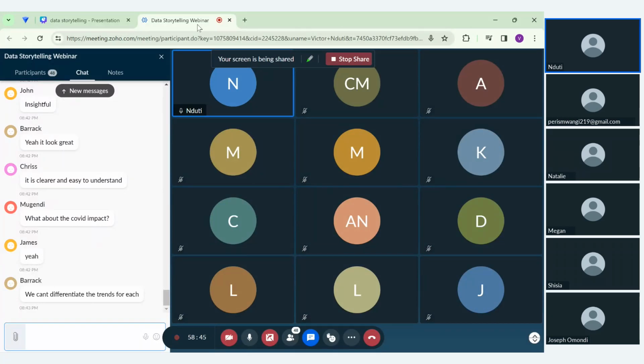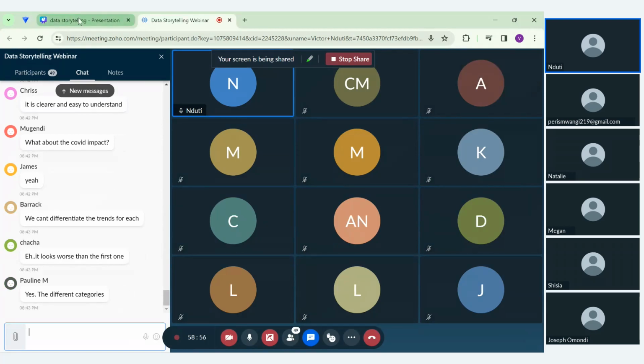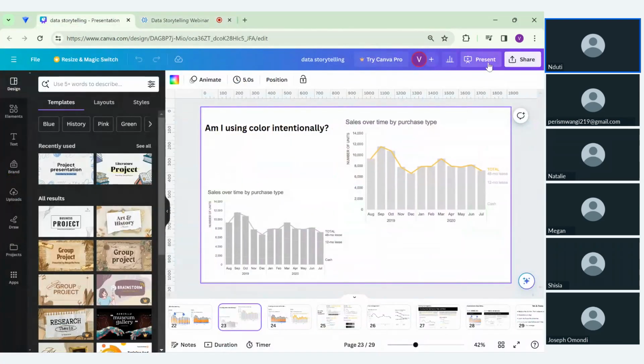Can't differentiate the trends for it. Very good point. So in an attempt to, it looks worse. Oh, Chacha is brutal, but it's okay. We take that, and we have indeed lost something very important, which is what?